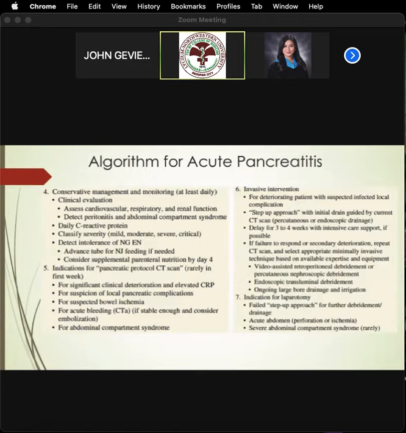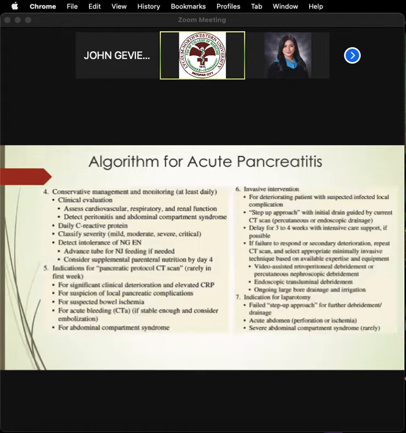The approach in acute pancreatitis is called the step-up approach. Okay? You have to do conservative management and monitoring daily. Okay? We don't do surgery right away. Okay? So, surgery is ALAP. Okay? ALAP. As late as possible if you're dealing with pancreatitis.